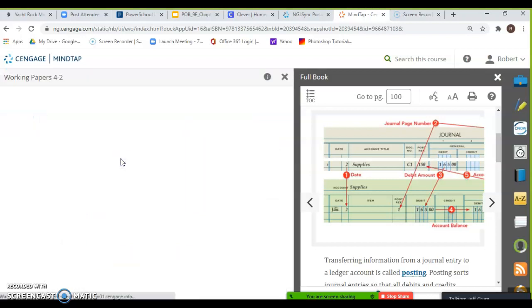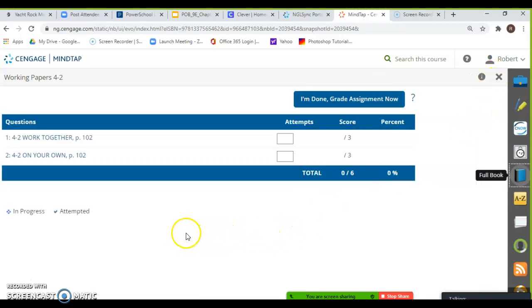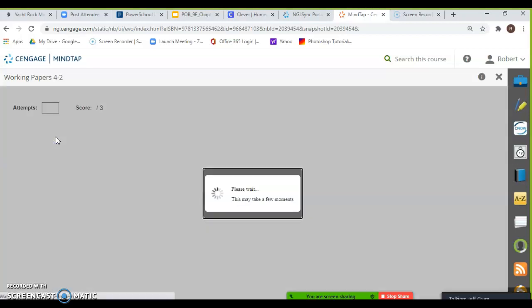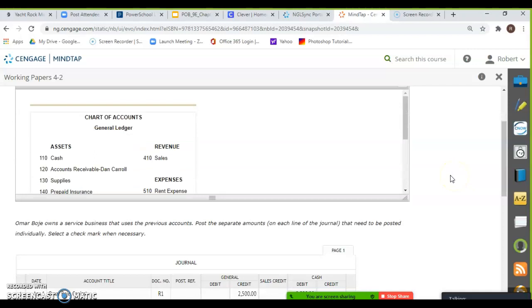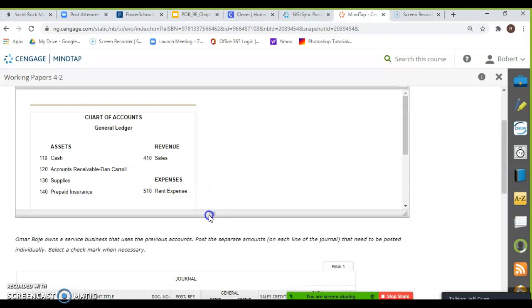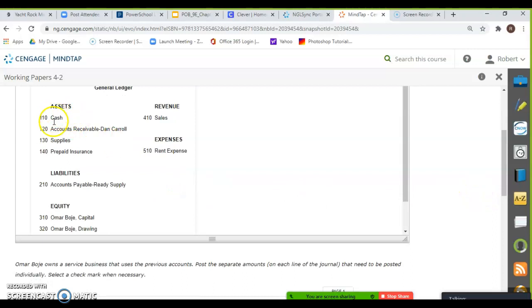So working papers. I'm going to close that. So let's start with the work together. So here we have our chart of accounts. I'm going to hold the mouse in right here and move this down so you can see all of it. So these are our accounts, and then we've got the account numbers listed for each account.